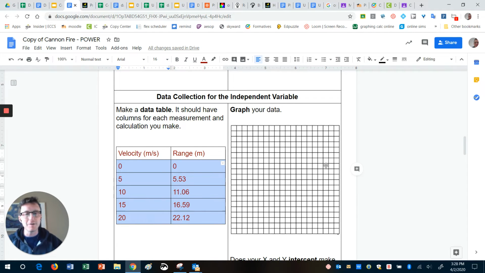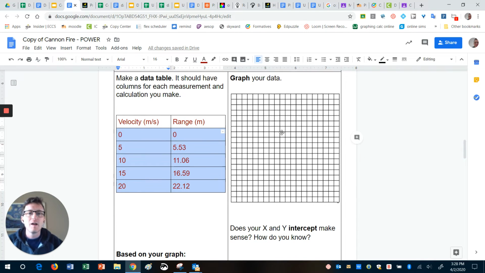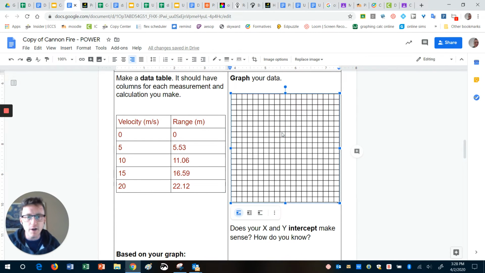So, how do we do that on Google Docs? Well, if you click on your picture of the graph there, that is a picture, which means on Google Docs you can edit it. So I'm just going to double click.